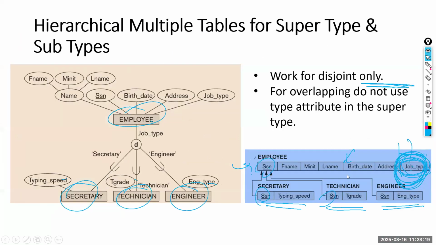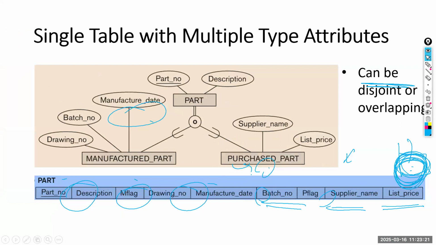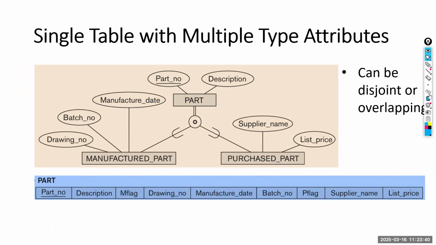Right. So the third possibility is a single table with multiple type attributes. Single table එකට නම් අපි දැන් type attributes එකක් නෙමෙයි multiple තියෙනවා. Okay. So here you can see purchase flag as well as manufacturing flag. මේ flag දෙකක් තියෙනවා දැන්. මේ දෙකටම වෙන වෙනම data දාන්න values දාන්න පුළුවන්.